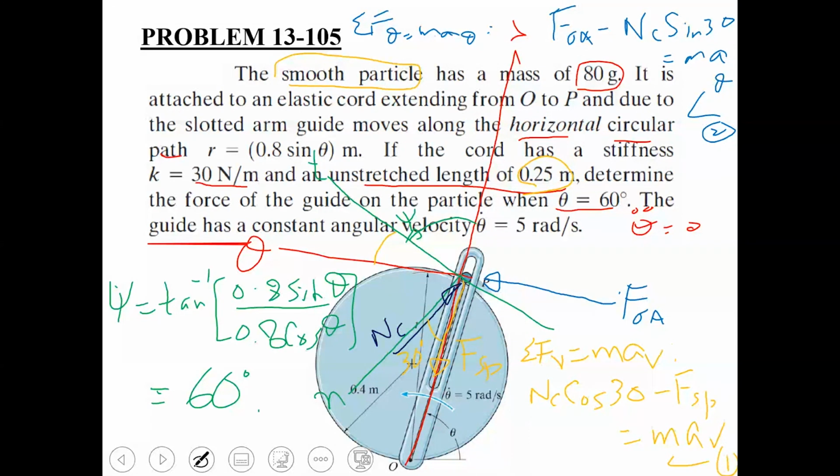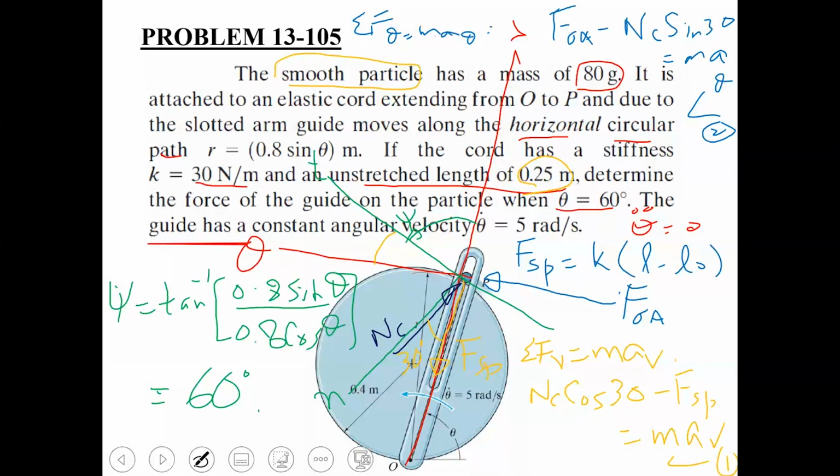Still in these two equations, 1 and 2, we have how many unknowns? NC, FOA and F spring: 3 unknowns, 2 equations. So can we evaluate the spring force? Yes sir. What is this spring force? F spring is K times L minus L naught, isn't it?